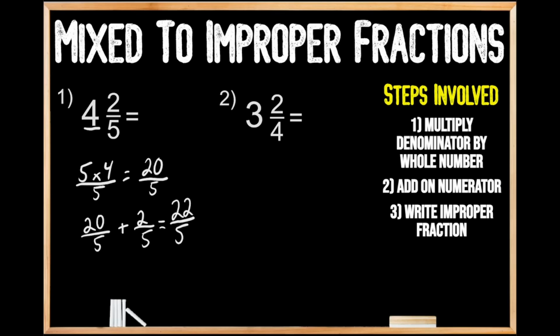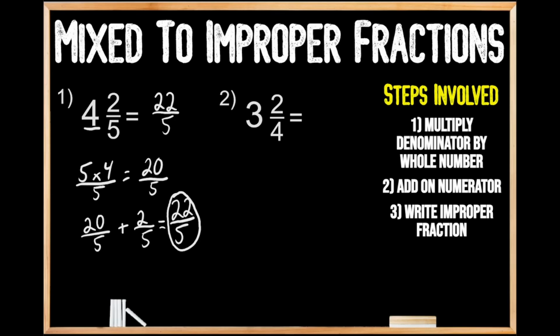And now we know that this is an improper fraction because the value of our numerator, or our top number, is greater than the value of our denominator. So now we can move on to step number 3, where we're going to write our improper fraction in our answer. So when we convert 4 and 2/5 into an improper fraction, we get 22 fifths.